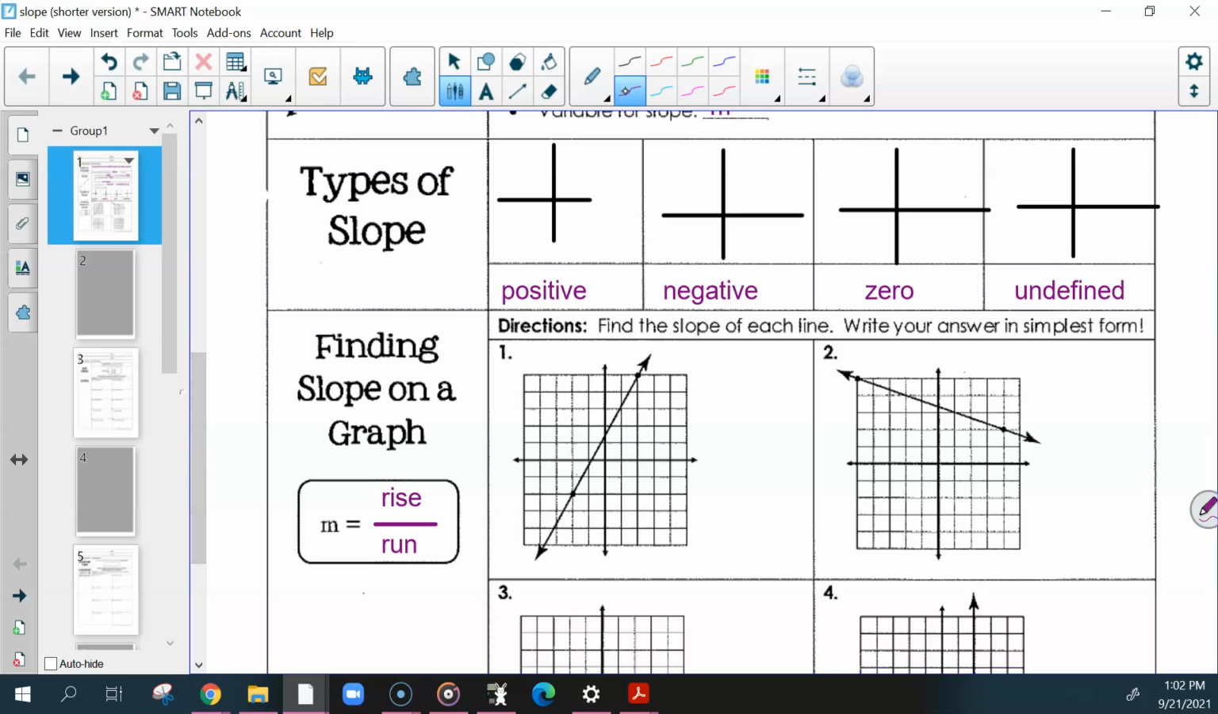Okay, so if we have a positive slope, if I'm reading left to right, it's going to look like this, where I'm going up and to the right. If I'm looking at it the other way, so right to left, then I'm going down and to the left. Think about up and right as positive things and down and left as negative things. If I have a negative over a negative, what am I going to get? Positive. So both ways work.